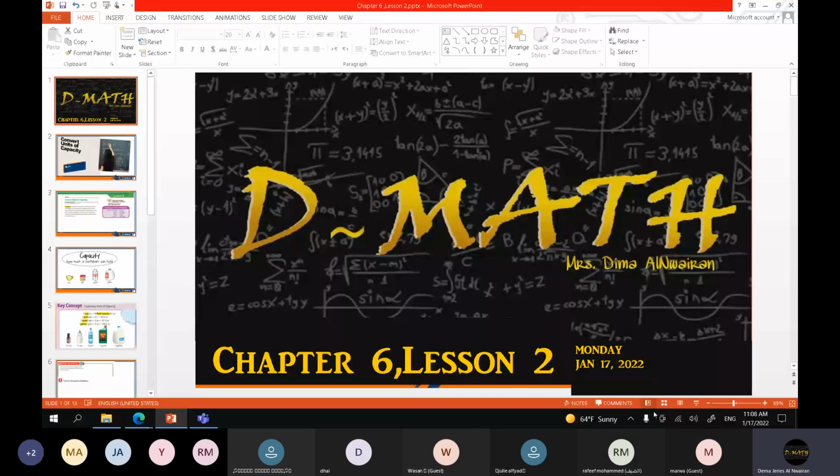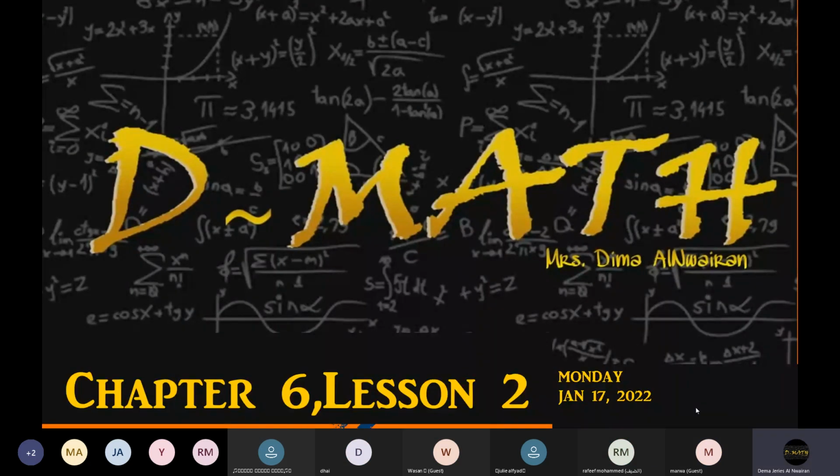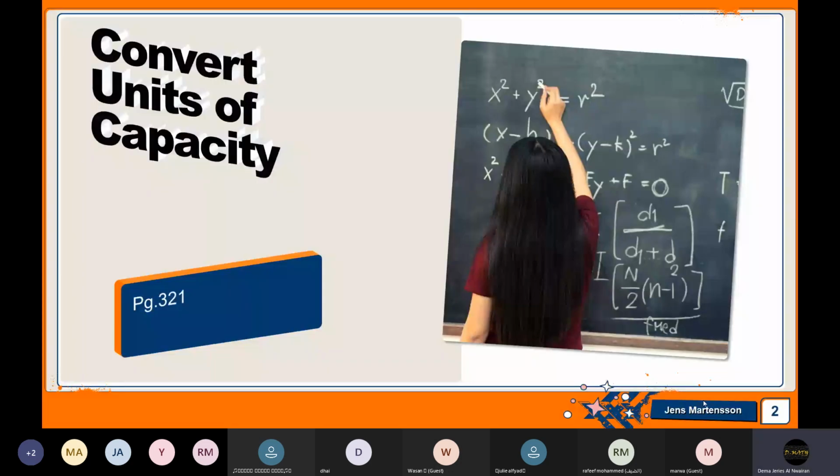Good morning. Today we're going to start our new lesson, chapter 6, lesson 2, which is about how to convert units of capacity. It's the same lesson as we talked about before, but that was about length. Today it's about capacity. All of you please open your book to page 321.